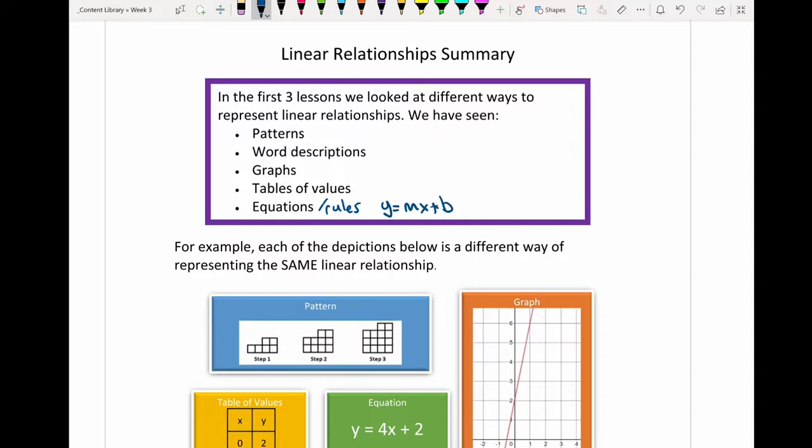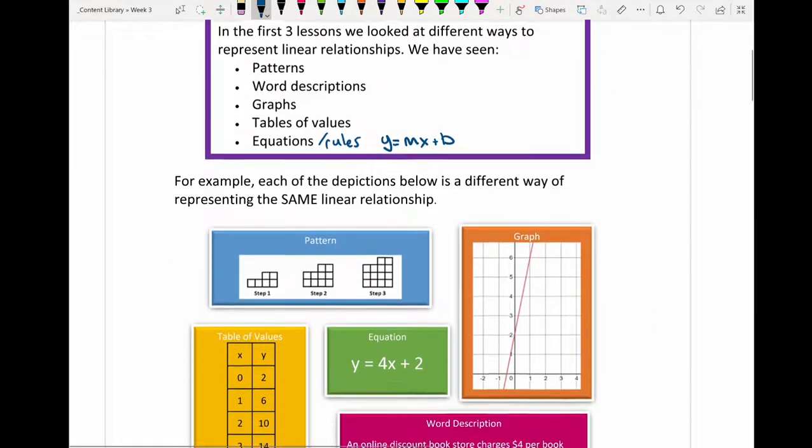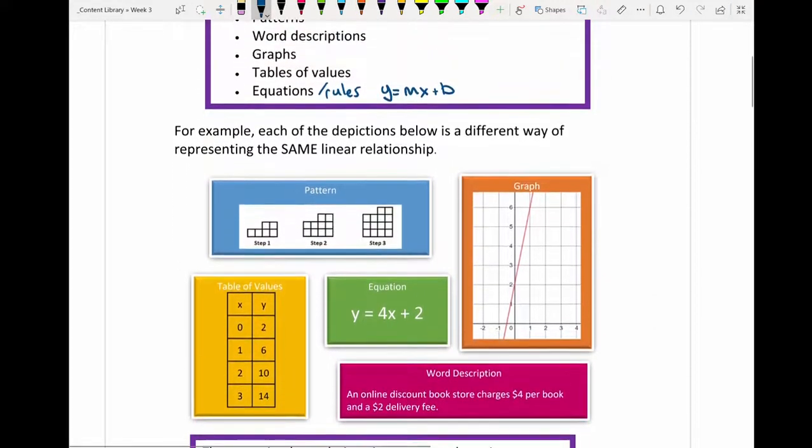Regardless of what the scenario was, our rule or our equation was always in this form. We may have seen things a little bit differently, like the y and the x may have been different values, but we always had that general form. So for example, below here we can see the same linear relationship depicted in five different ways. We see it as a pattern, a table of values, the equation, the graph, and the word description.